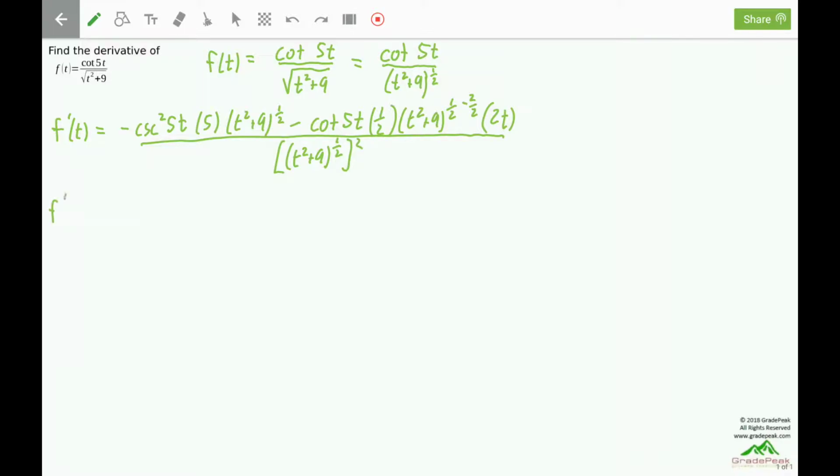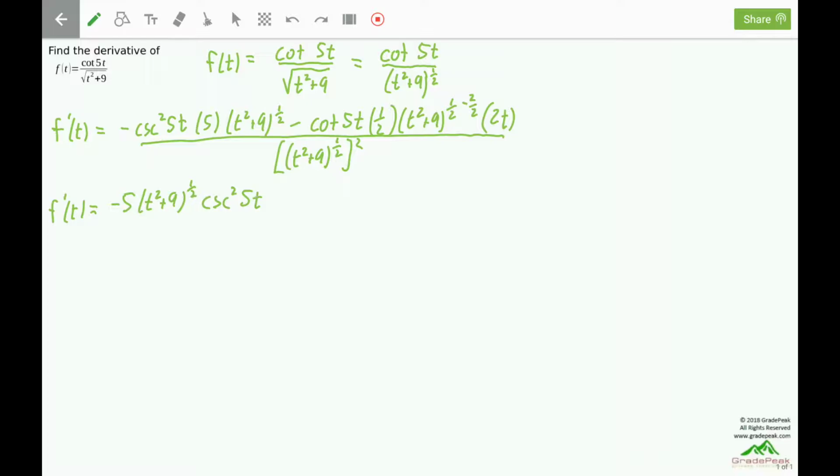So f prime of t is equal to, I'm going to bring the constants to the front. So I have in this first term a 5. I'll put it out there with that negative. So I have a negative 5. I'll next write the t squared plus 9 to the 1/2, and I have the cosecant squared of 5t.